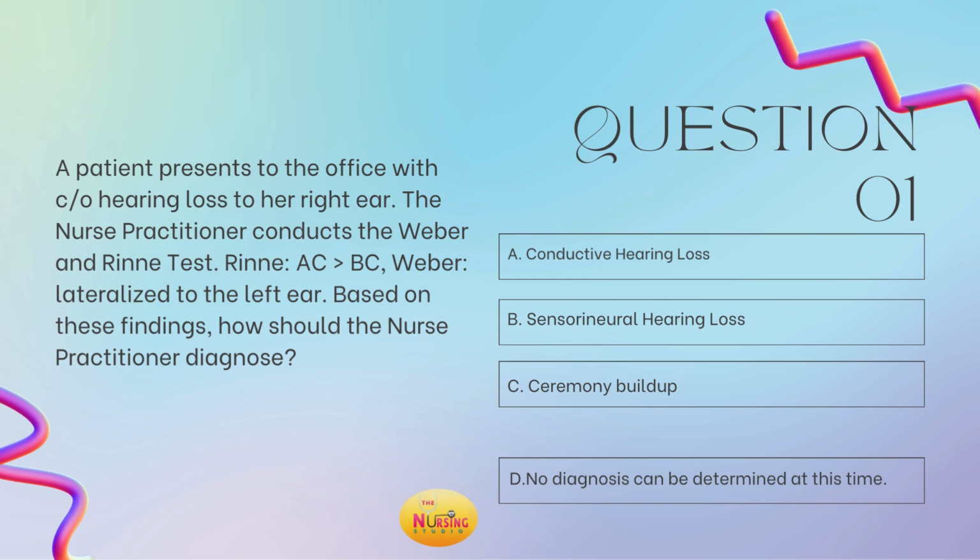Question number one states, a patient presents to the office with complaints of hearing loss to her right ear. The nurse practitioner conducts the Weber and Rinne test. Rinne results are AC is greater than BC. Weber results: there is lateralization to the left ear. Based on these findings, how should the nurse practitioner diagnose? Is it A, conductive hearing loss, B, sensory neural hearing loss, C, cerumen buildup, or D, no diagnosis can be determined at this time? I don't know why it always tries to convert cerumen to ceremony, but y'all, it wasn't me. Autocorrect. But C says cerumen buildup.